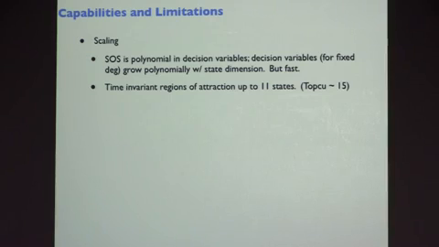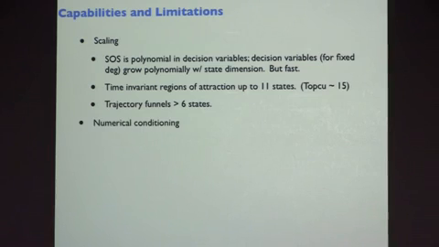Regions, up to about 11 states. Ufuk Topcu at Caltech says he's doing 15 or higher. And actually, I think there's great work on semi-definite optimization nowadays. It sort of feels like these things are going to get to really big numbers really fast. We've been doing the trajectory funnels up to 6 states. We haven't really tried to go higher, but that's the biggest one we've tried.